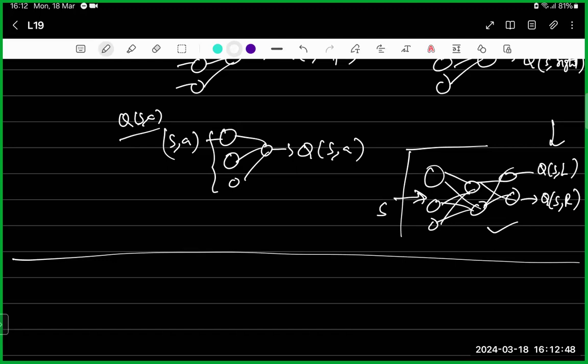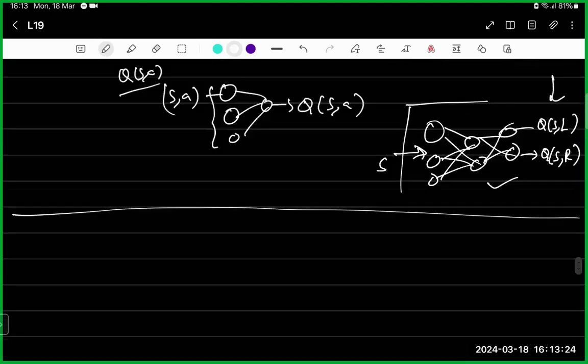As I said, we won't have time to go into the deep learning aspects of this, but all I want you to appreciate is that we will approximate the state and action values using some function approximator. By passing the features, we'll get the Q values as the output. Okay.